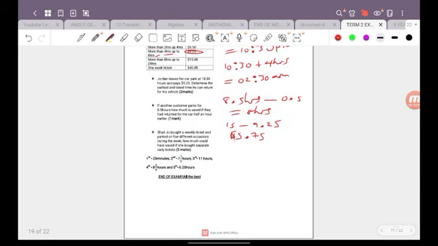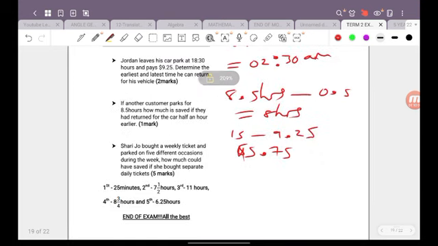All right, and then let's move on to the last question here. Shari Joe bought a weekly ticket and parked on 5 different occasions during the week. So already we know that since she bought a weekly ticket, this is going to cost her $40. Now they're asking how much could have been saved. I actually made a typing error in terms of the language, but what I wanted to find out was how much is actually saved if she had bought separate daily tickets.